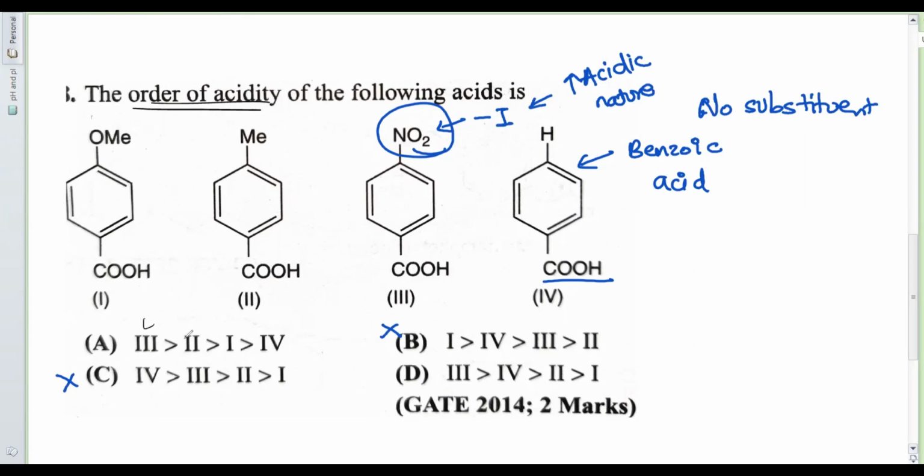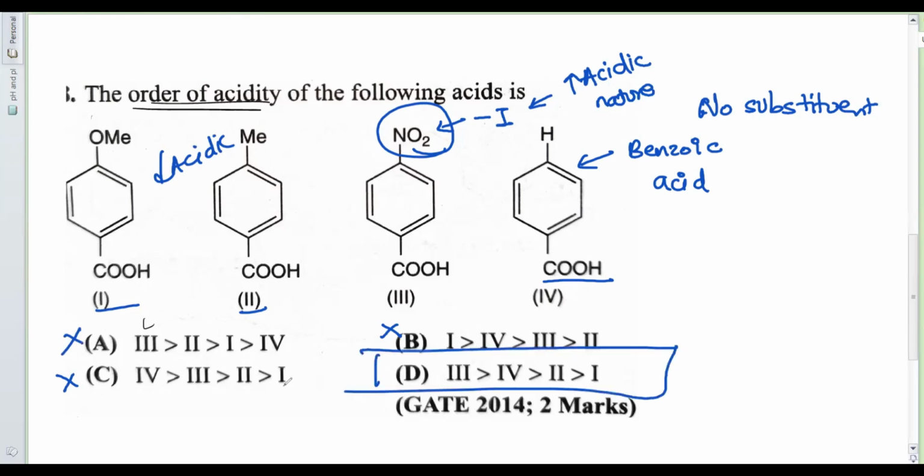Now, what we know is that these two groups are electron donating, and therefore they will have an acidity which is less as compared to 4. Correct? So then again, you can strike this off, and finally you're left with option D, where CH3 is more acidic as compared to benzoic acid, and it is more acidic as compared to CH3COOH, and the least one is OCH3COOH. Okay, so hopefully this was easy.